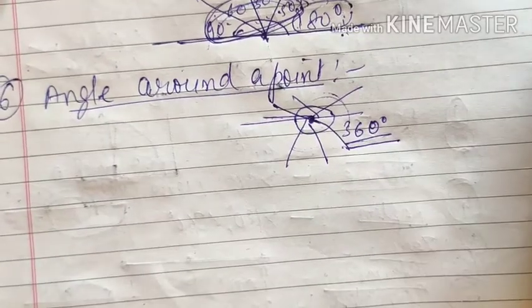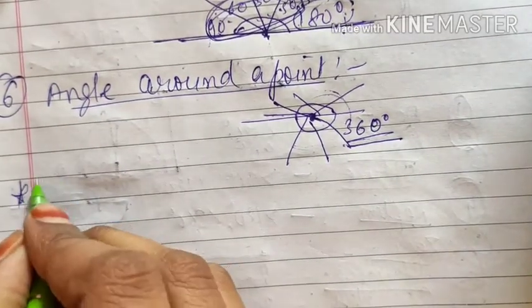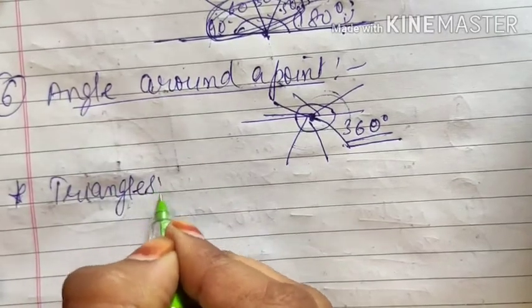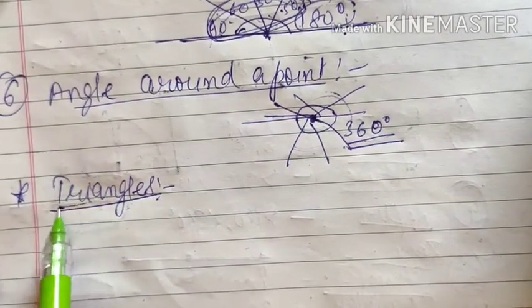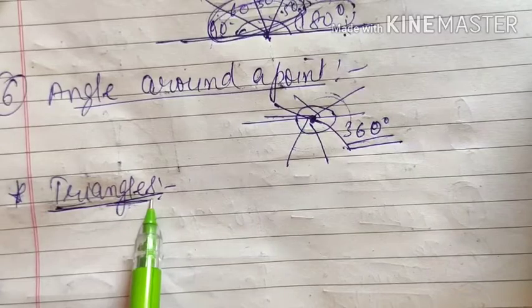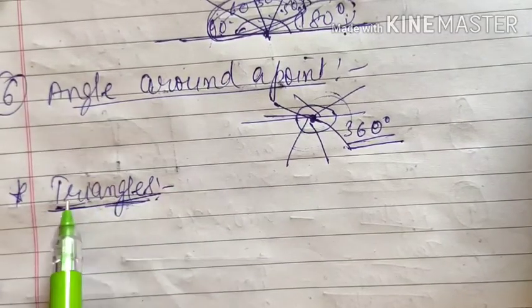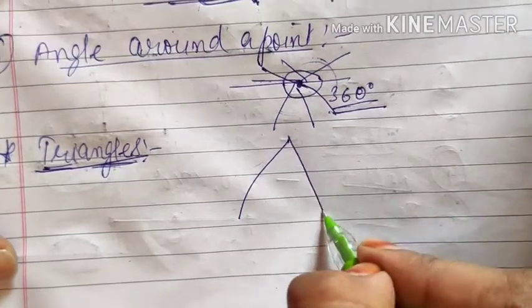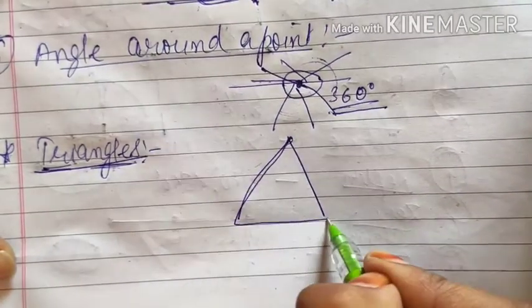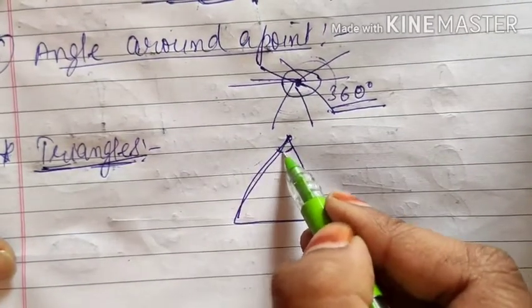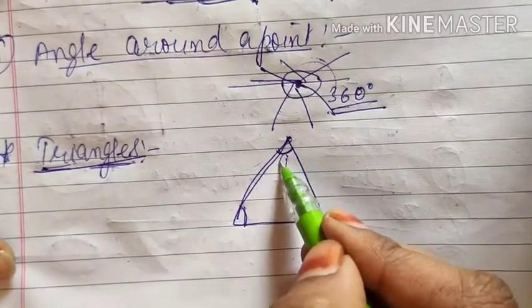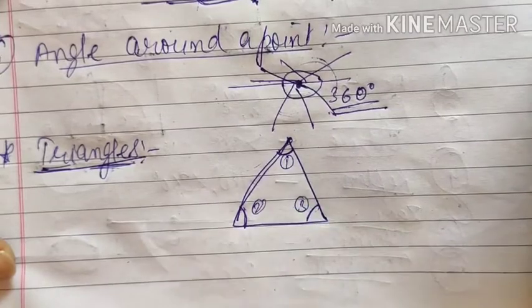Now we will start some concepts related to triangles. As the name indicates, tri means 3. Angle means angle. That means a figure in which we have 3 angles is known as a triangle. If you make a triangle, what will you get? You will get 3 angles. You see, this is one angle, this is another angle, this is another angle. How many angles? 3 angles.